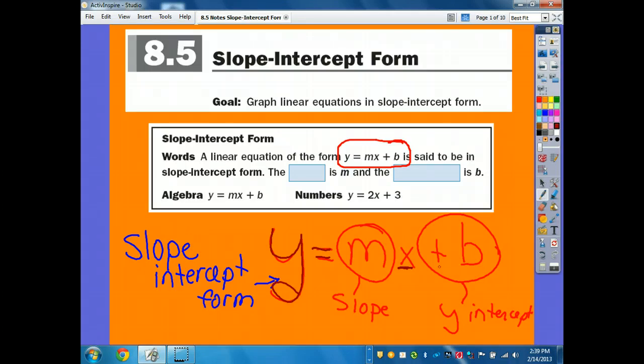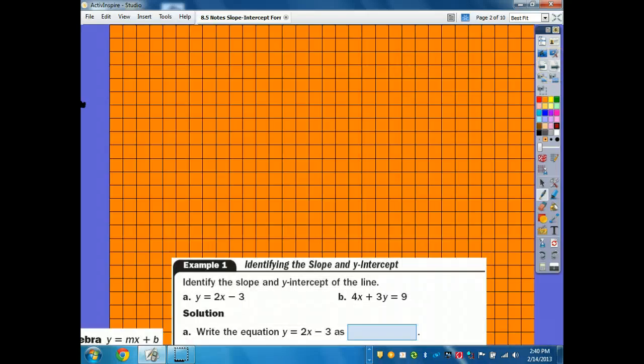Now, you have this written in your notes, y equals mx plus b, that's slope-intercept form. Any number that is with the x is always your slope. And the number that follows it is where it's going to cross the y-axis. It's your y-intercept. All right? You'll be ready to do the work off to the side.